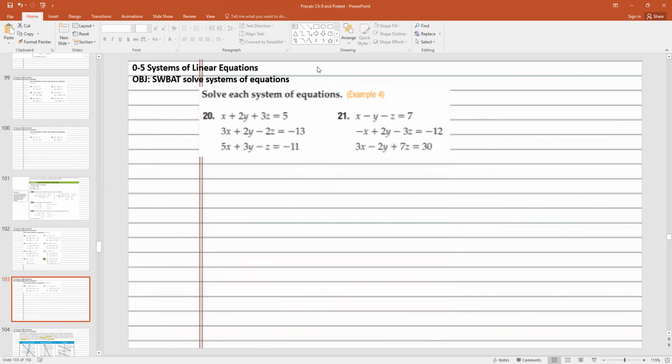All right. So here, let's look at 20. For this one, you want to definitely look for one that has a coefficient of 1 right there. Okay, so first thing that we're going to do is we're going to use these two.